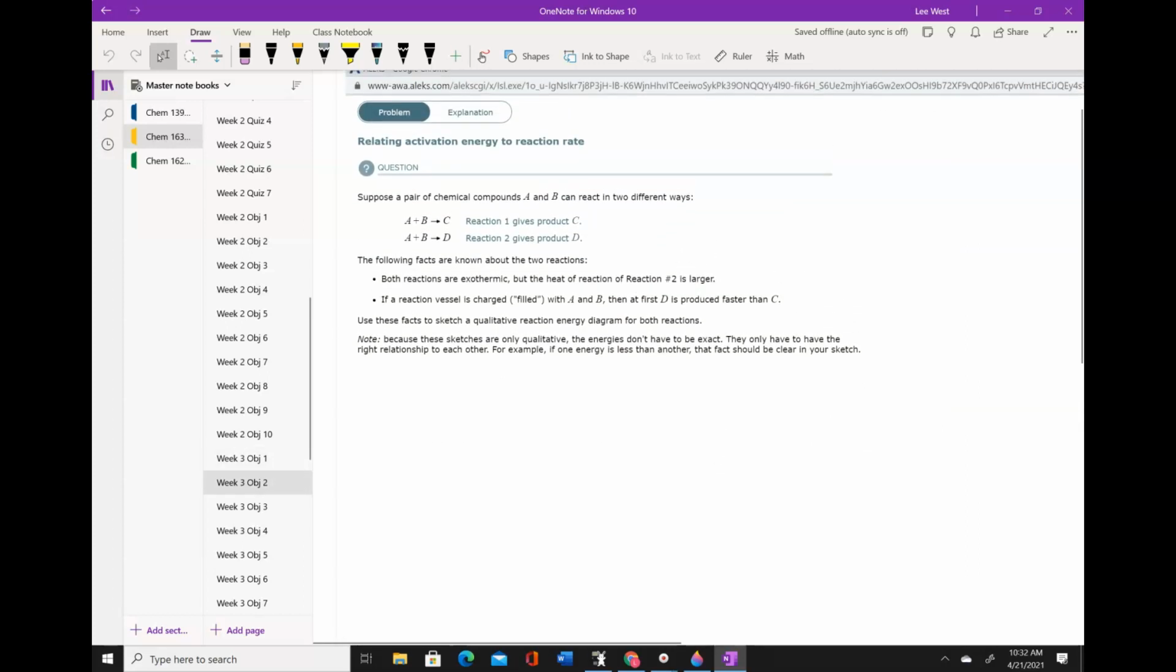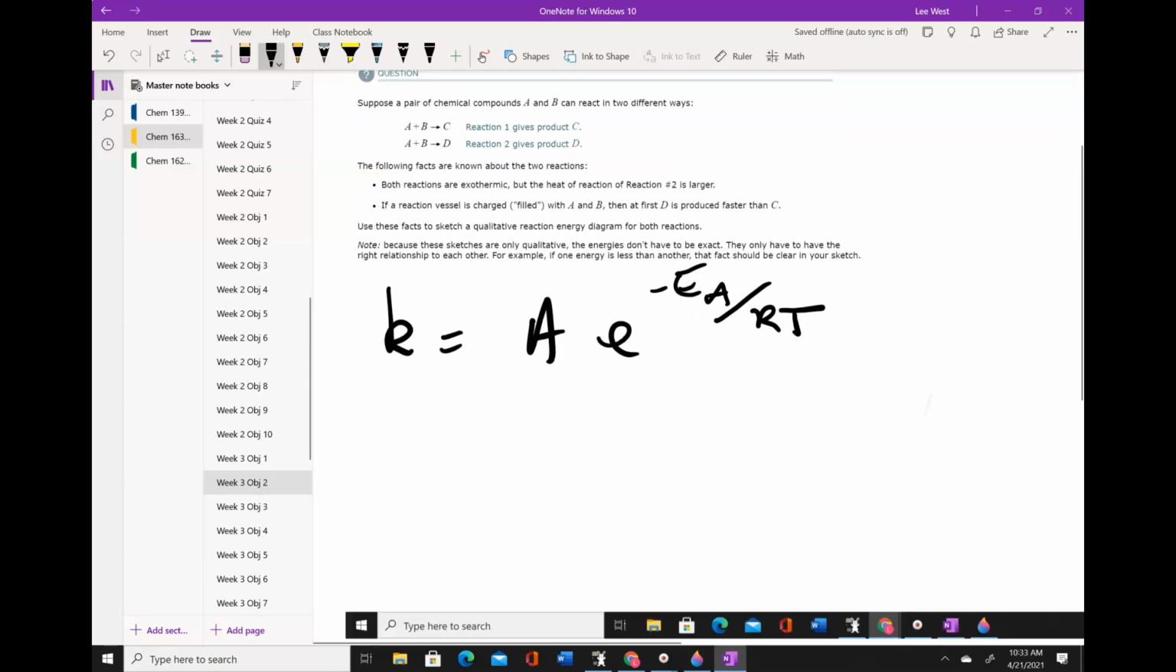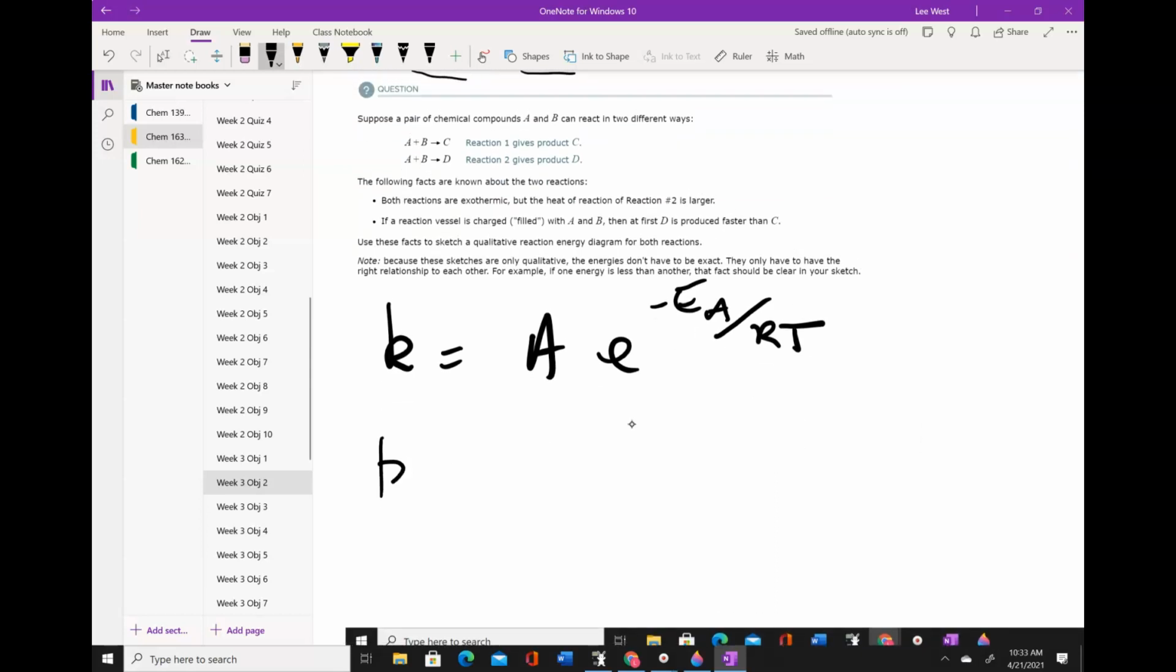All right, let's have a look at this. It says relating activation energy to reaction rate. Oh, there you go, right? I just said it. So these things are inversely related. If you remember, well, let's put it this way: k = Ae^(-Ea/RT). And what that really means is that k goes down as Ea gets bigger, right?